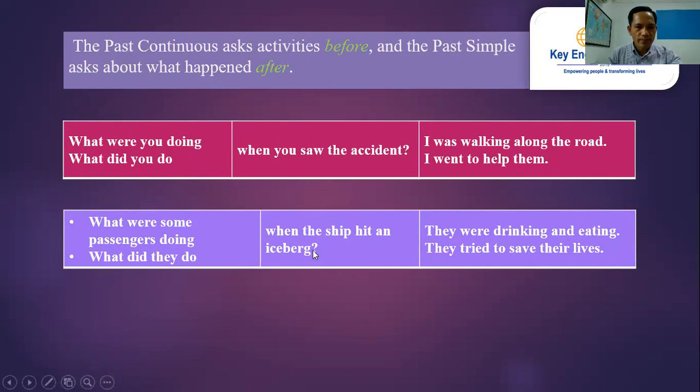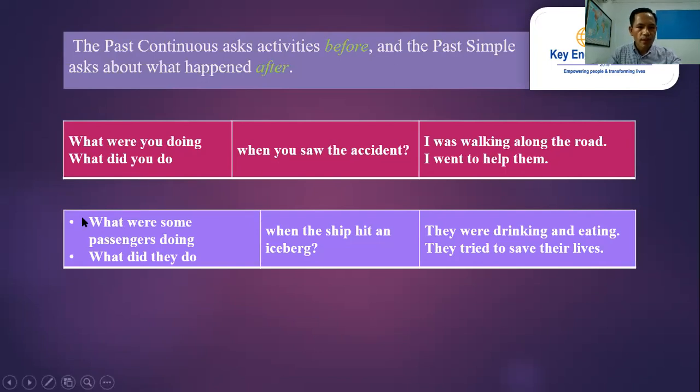Do you get it? Let's look at the first one. What were you doing when you saw the accident? You were doing something that was already happening. So you say, I was walking along the road and I saw the accident. Something like that. What did you do when you saw the accident? I went to help them. So if you can see here, the continuous happened before you saw the accident. The simple happened after the accident, probably as a result of the accident.